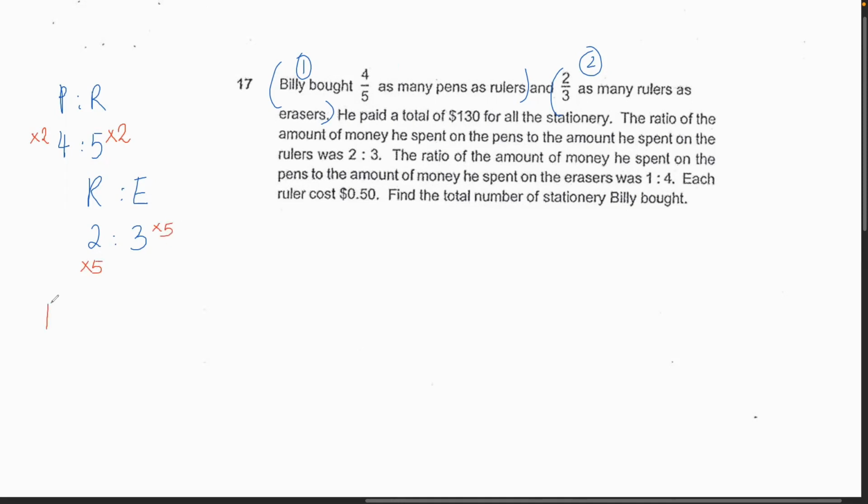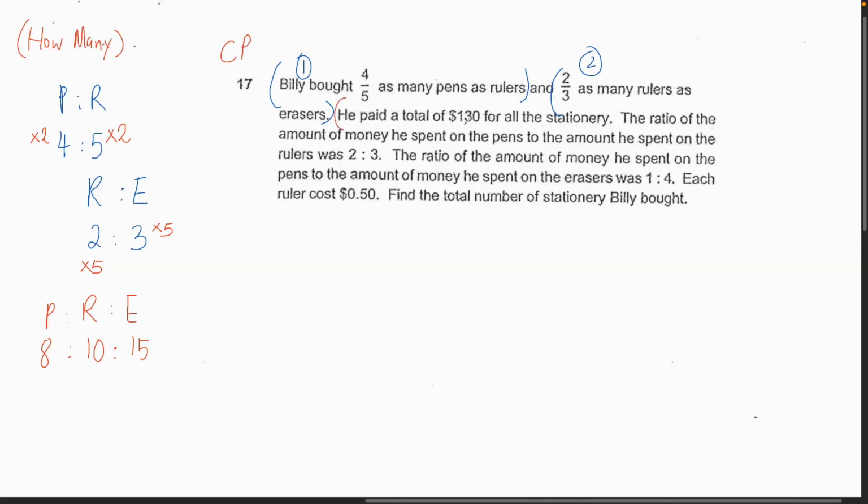Make sense? So I can write out my new ratio. This person actually bought 8 units worth of pens, 10 units worth of rulers, and 15 units worth of erasers. Make sense? So over here, you must write down how many did this person buy. This person bought 8 units worth of pens, 10 units worth of rulers, and 15 units worth of erasers. Now, when I look at this, I know that this is a constant part. First concept, identify. We move on to the next part, okay?